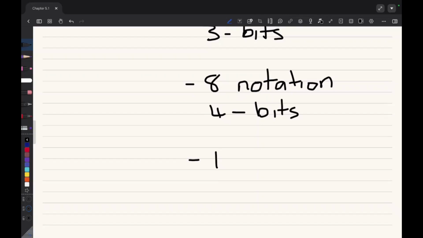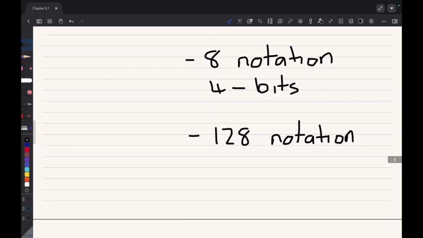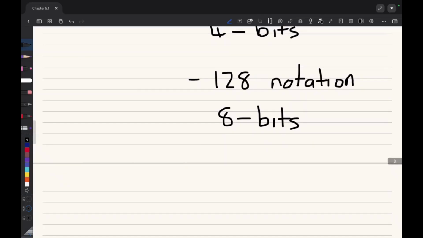Then you have a 128 notation. At a 128 notation, I think it's 8 bits, right? 1, 2, 3, 4, 5, 6, 7, 8. 1, 2, 4, 8, 16, 32, 64, 128, yes. Which is going to be 8 bits. Okay. 128 notation is an 8-bit notation.